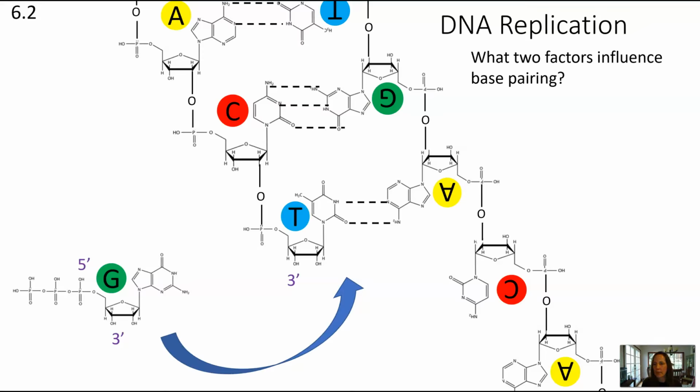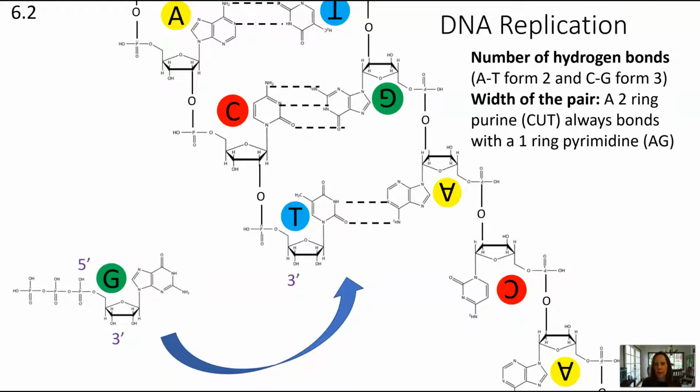What 2 factors influence base pairing? Maybe you can look at the diagram and see if you notice anything about the structure of the connection between the bases that might help you answer this question. The 2 factors that influence base pairing are the number of hydrogen bonds, so they need to match. A and T both form 2 hydrogen bonds, so they pair. C and G both form 3 hydrogen bonds, so they pair.